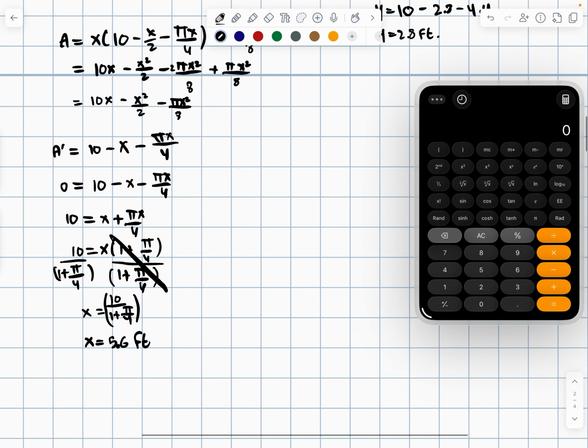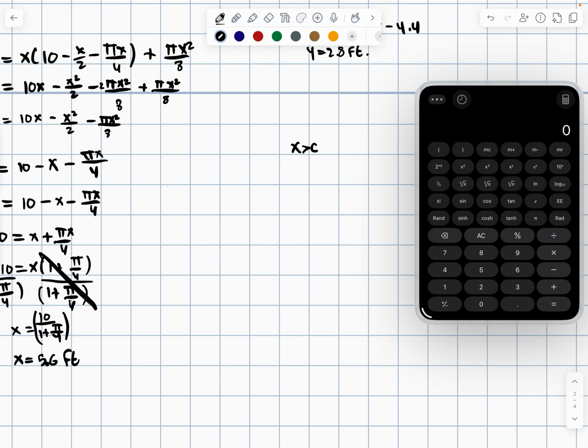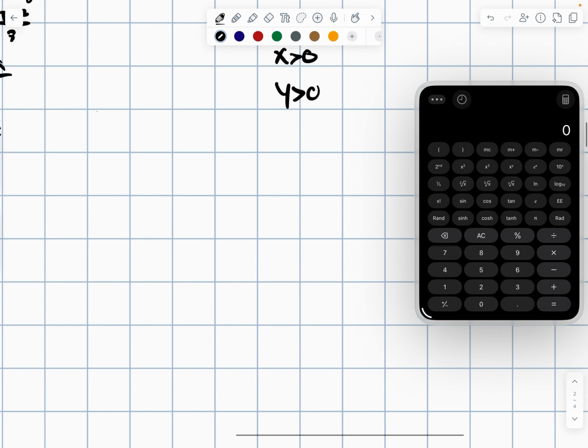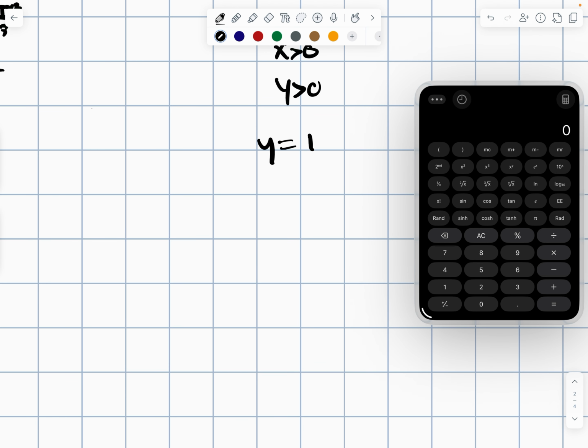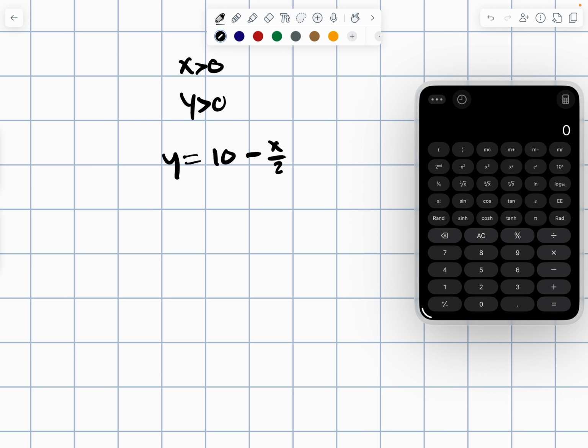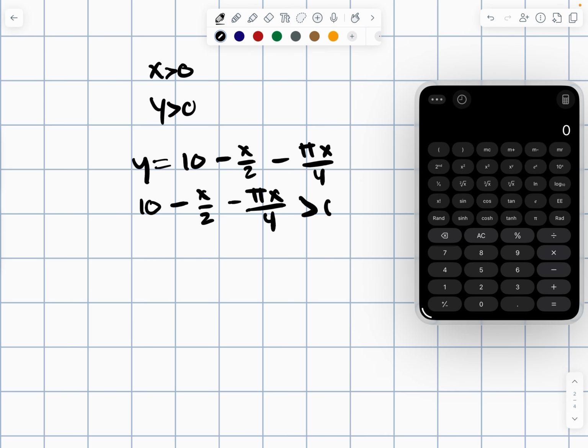Now we're just going to figure out our restriction. So we know that x is greater than 0 and y is greater than 0, right? And now we just need to make an equation. So we'll be using this equation, y is equal to 10 minus x by 2 minus pi x by 4. And then if we rearrange it, 10 minus x by 2 and then minus pi x divided by 4, we can then have this greater than 0.